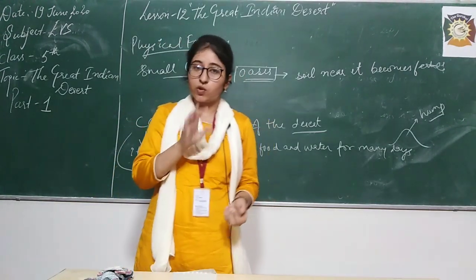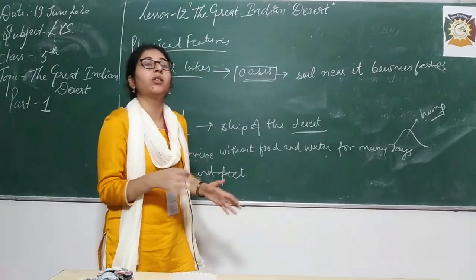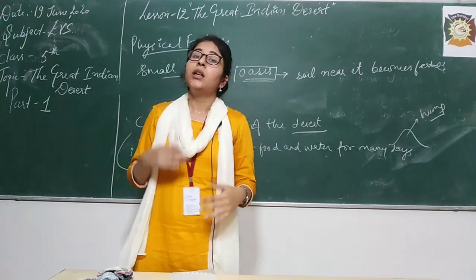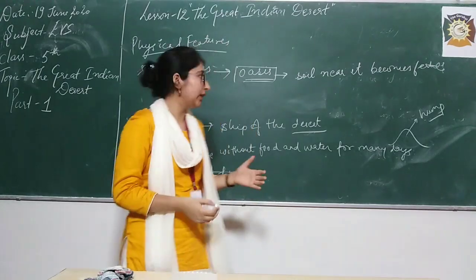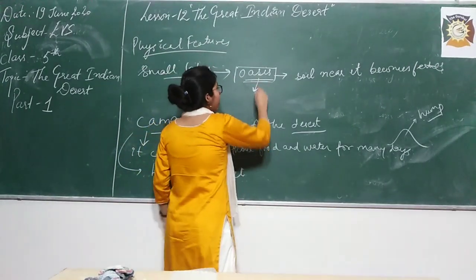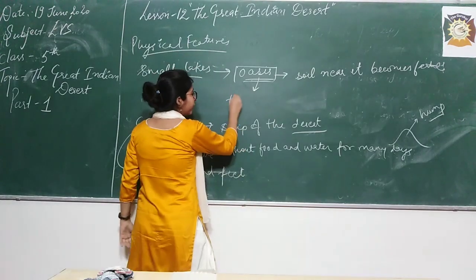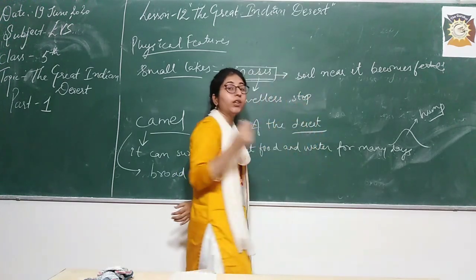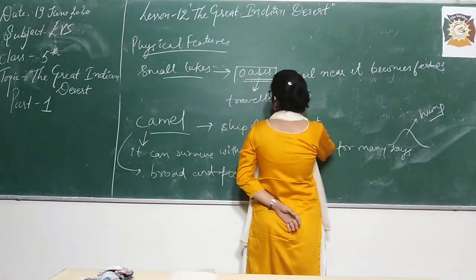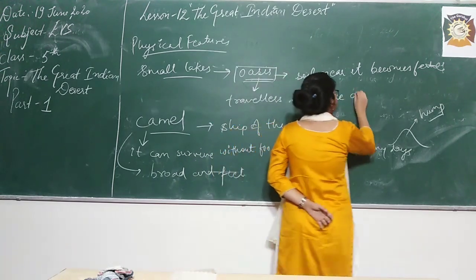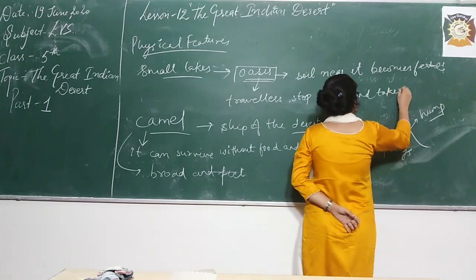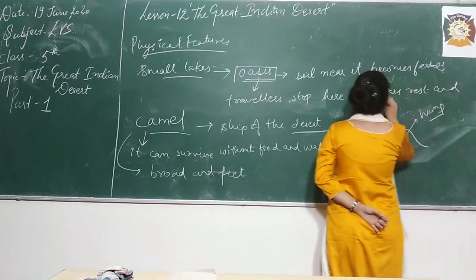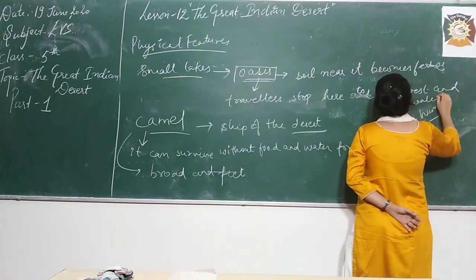I told you that camels are used for traveling, right? So travelers generally stop at these small lakes, take rest and have water. What is the next benefit of these lakes? Travelers stop here. Travelers means the people who are traveling from one place to another. They stop here to take rest and have water, right? Camels can have water here too.